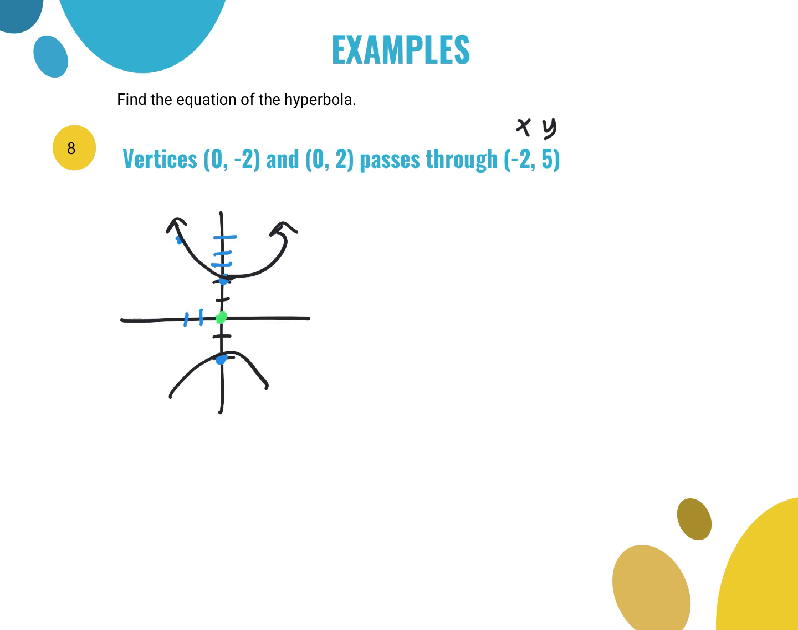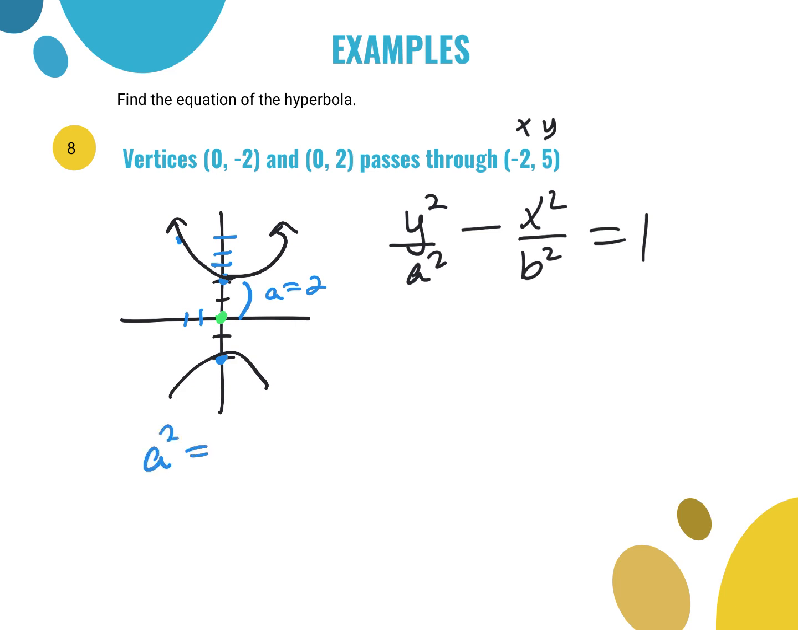So since it's touching the y-axis or transversing it, I'm using y squared over a squared, minus x squared over b squared equals 1. Now I can find my a value. It's the distance from the vertex or one of the vertices to the center. A is 2, so a squared is equal to 4. Now, I don't know anything about b or c, so I can't use the formula c squared equals a squared plus b squared.